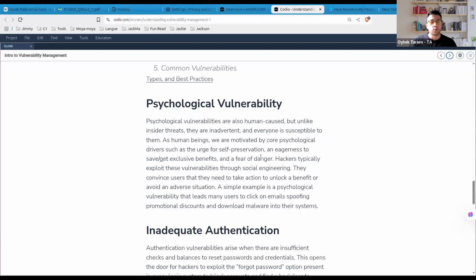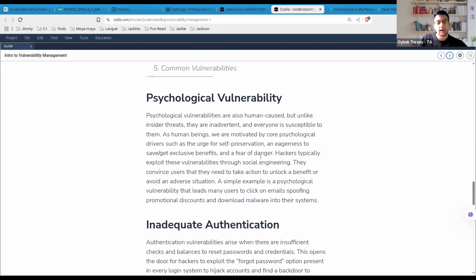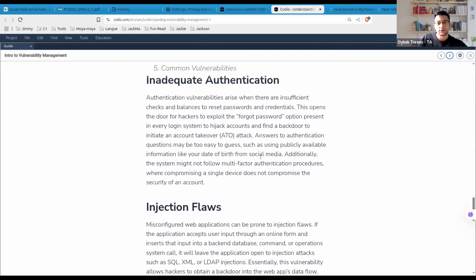So that's why we need to educate people and raise awareness to avoid this psychological vulnerability and inadequate authentication. We have here inadequate authentication. What does it mean? It means that we have authentication principles, but they are not good enough in today's world.